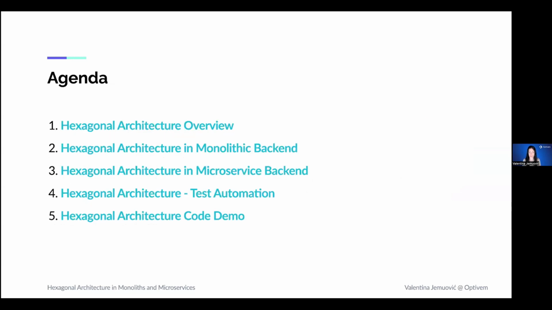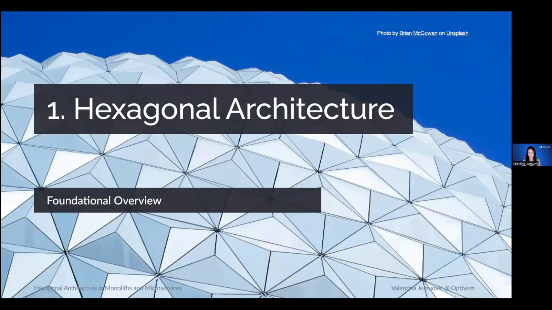Now for the overview for today. We will be looking at hexagonal architecture and its usage in monolithic backends and microservice backends. We will then zoom into test automation with hexagonal architecture. And finally, we will also have a short code demo to illustrate some of these concepts in practice. So starting off with hexagonal architecture, a foundational overview.